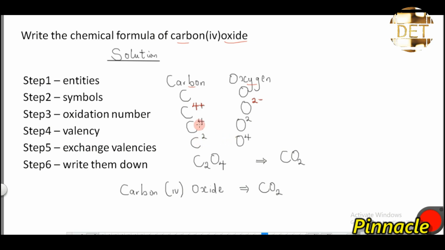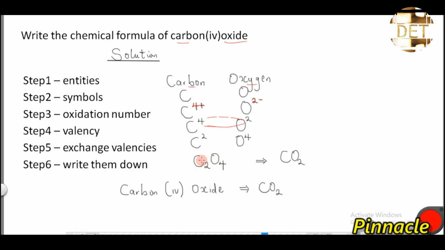So when you exchange these valencies, the 4 goes this way and this 2 goes this way. So the 4 will cross to oxygen and the 2 will cross towards carbon. So when we exchange valency, it will now become C2O4, right? So the next step is to write these valencies down as subscripts. So that's the sixth step. So that will be C2O4.